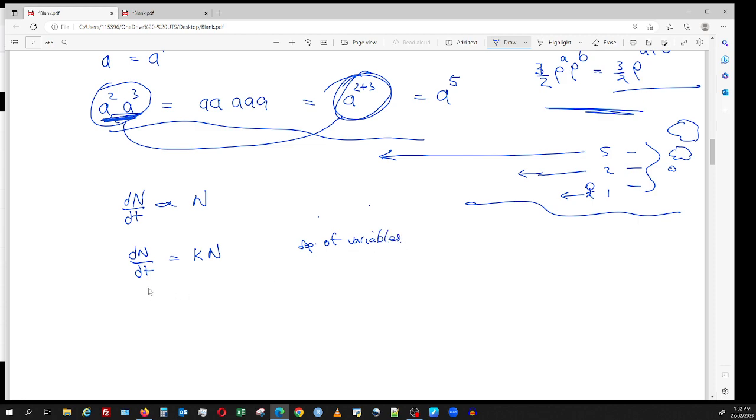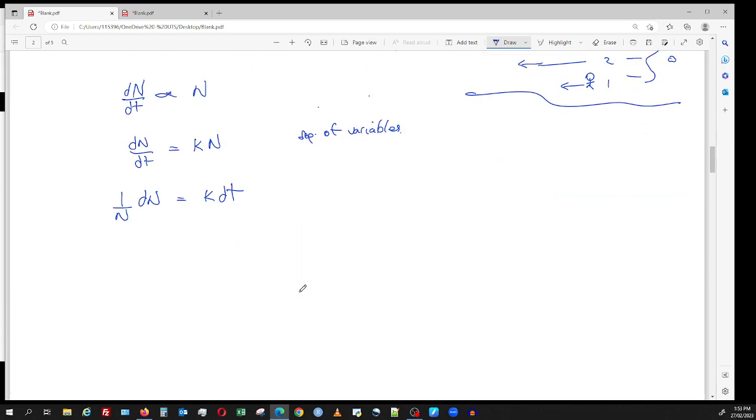So the first thing we'll do is we'll put the t's and the n's together. So we'll have 1 over n dn. How did I do that? Divide by n. What you do to one side, you do to the other. And multiply by dt. So there I've got my t's on one side and my n's on the other. The next thing I'll do, of course, is integrate them. And this has a particular form. We'll learn about that in the coming weeks and integrate this one.